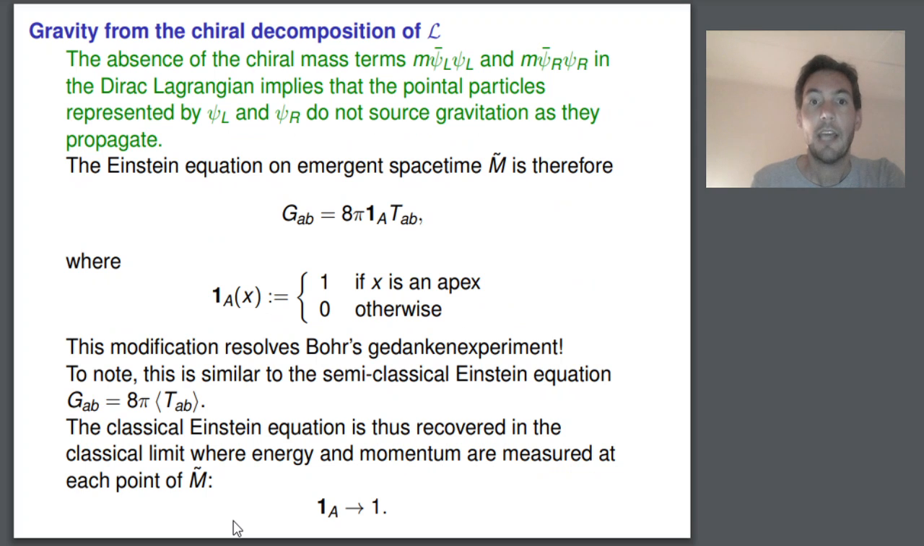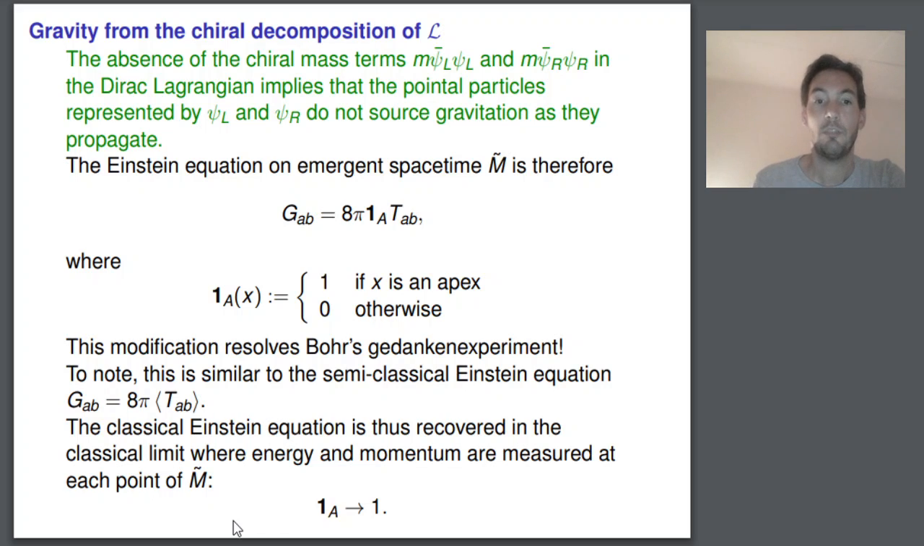The absence of the chiral mass terms in the Dirac Lagrangian implies that the pointal particles represented by psi L and psi R do not source gravitation as they propagate. The Einstein equation on emergent spacetime, M tilde, is therefore given as shown, where 1_A is the indicator function supported on the apexes in M tilde.